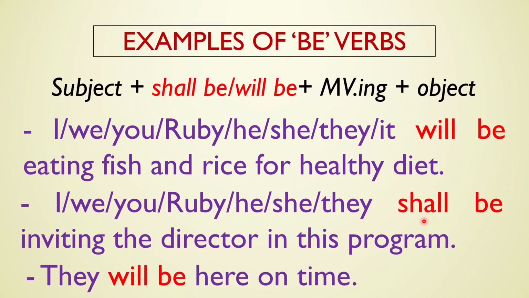Now let me show you a different structure. Here, we are not using any ing as continuous tense. They will be here on time. So in this sentence, we are also using will be for future tense without using any ing form.